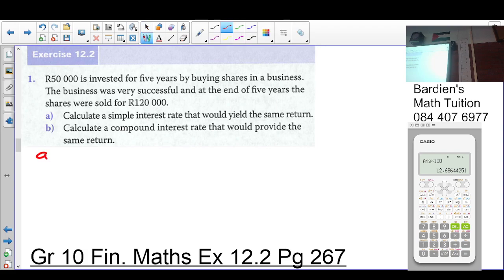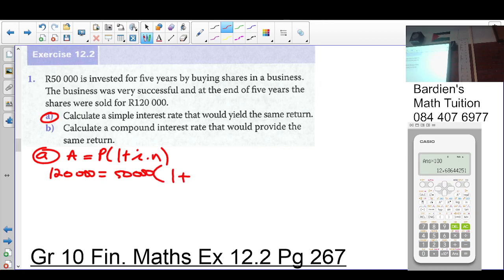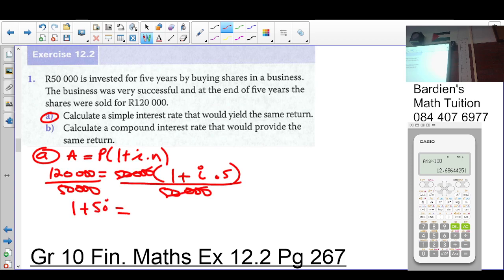So what are we calculating here? What formula do we use? A is equal to P into 1 plus i times n. So what's your A value? 120,000 rand equals 50,000 into 1 plus i times 5. So what do we do first? Divide by 50,000. Okay, so that cancels. So 1 plus 5i equals what?